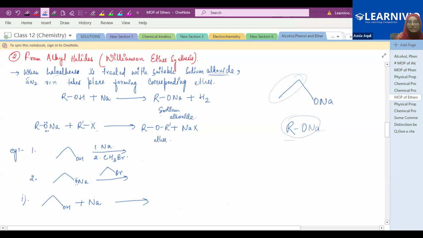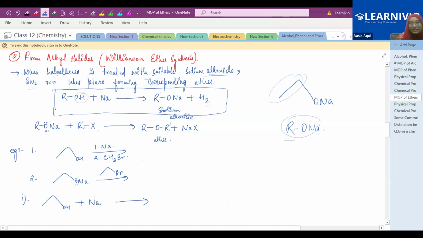So when haloalkanes are treated with sodium alkoxide, here again an SN2 reaction takes place, which forms the corresponding ether. Okay, so that's the Williamson ether synthesis. See the general reaction. This is ROH, alcohol. When you treat the alcohol with sodium, again the hydrogen will be replaced by the sodium and you will get sodium alkoxide plus H2.